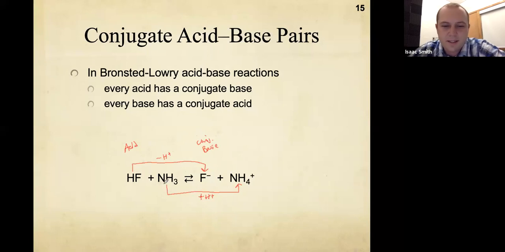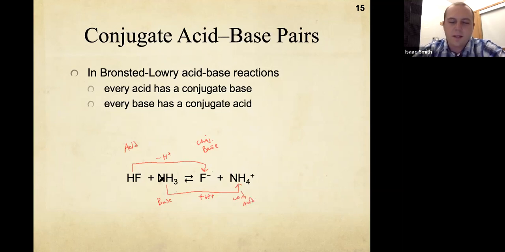On the left side, you can see that ammonia gains a proton, and molecules that gain protons are bases. Okay, and then if we look at NH4, you can see that as it moves over to the left side, it's losing a proton, so that would be considered the conjugate acid. So this right here is a conjugate pair, and these ones here are also a conjugate pair.